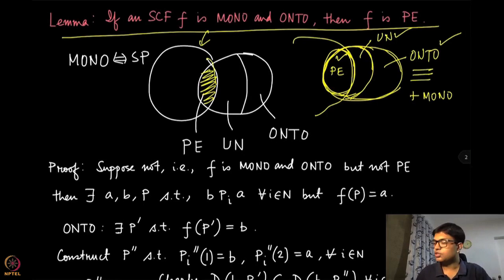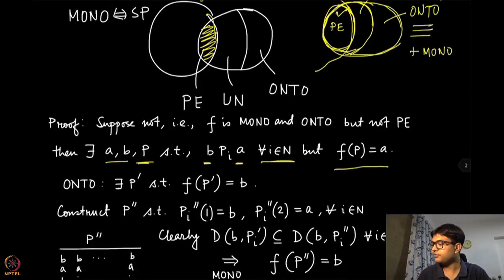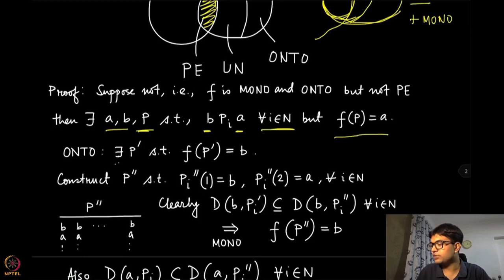So what does that mean? Suppose it is not true, which means that suppose it is monotone and onto, but it is not Pareto efficient. We already know what not Pareto efficient means. It says that you have A and B and a preference profile P, such that B is strictly preferred to A by all the agents in set N, but the social choice outcome is equal to A. If that happens, then this social choice function is not Pareto efficient. But we also know that this social choice function is onto. That means for every B, there exists some P prime such that F of P prime is equal to B. So we have selectively chosen this B. This B is the same B which actually Pareto dominates A.